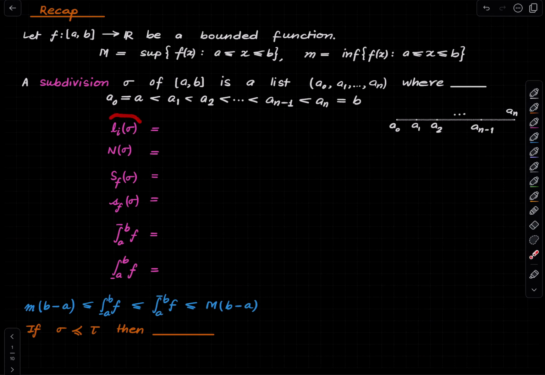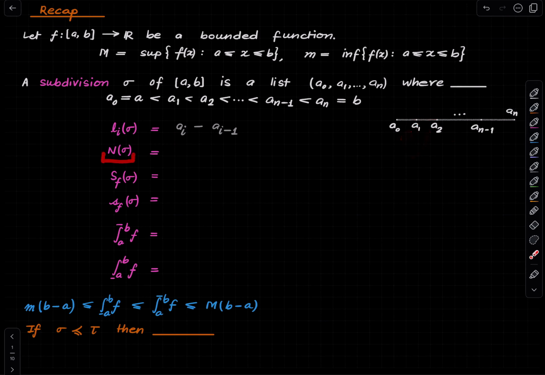Now to a subdivision we associate these numbers. So for i from 1 to n, if sigma is our subdivision, we write Li sigma to mean the length of the ith part, meaning ai minus ai minus 1. For instance, if i were equal to 2, then it is a2 minus a1, and that is the length of the second part. This is the first part, this is the second part, and so on.